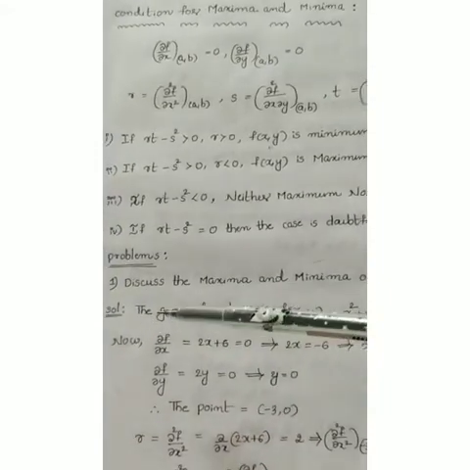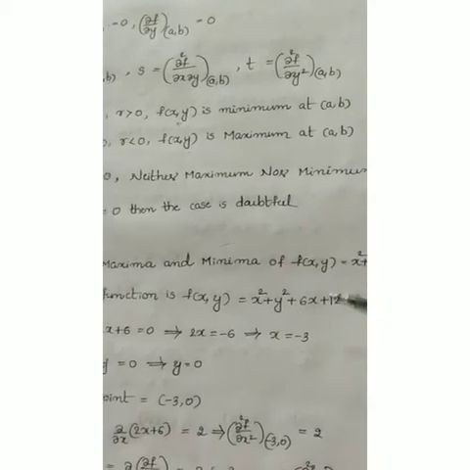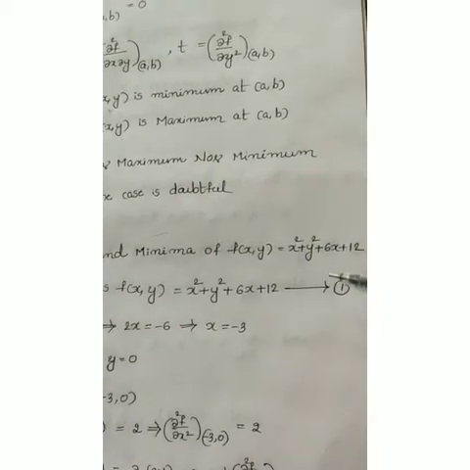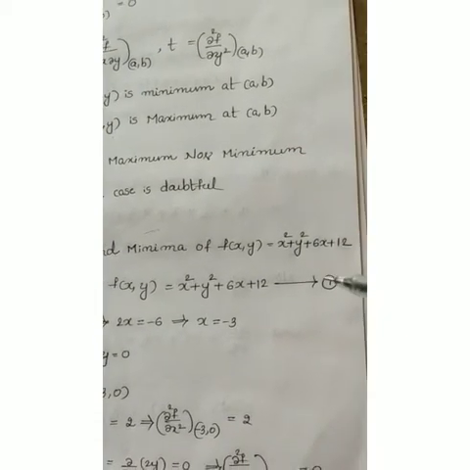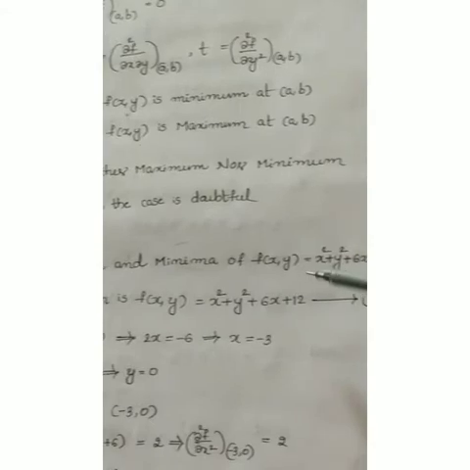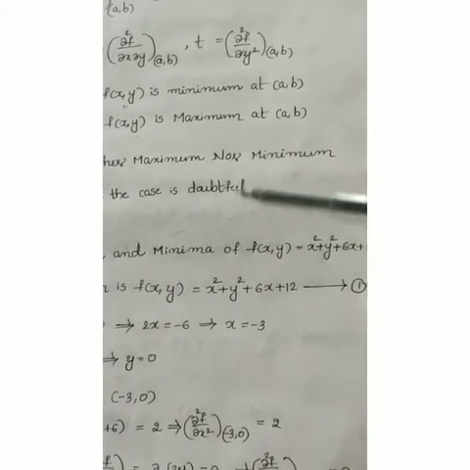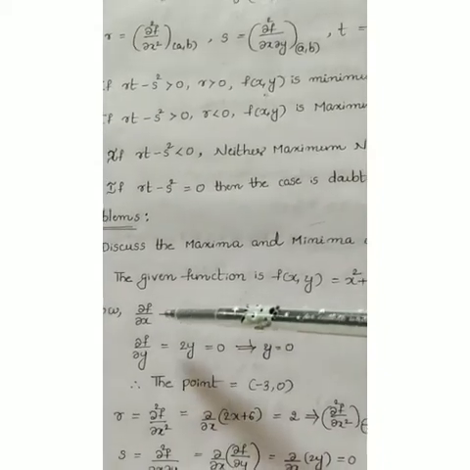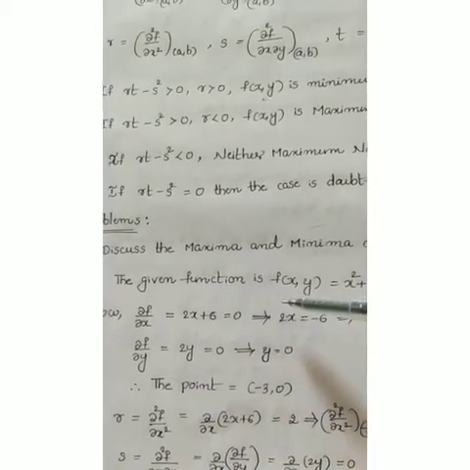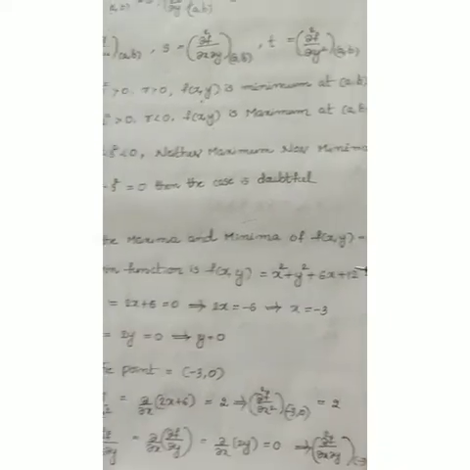Let us take the first problem. Discuss the maxima and minima of f of x comma y equal to x square plus y square plus 6x plus 12. So this is the given function. Solution: we have to find out at which point this function has maximum and minimum value. So here the given function is f of x comma y equal to x square plus y square plus 6x plus 12. This is equation number 1.